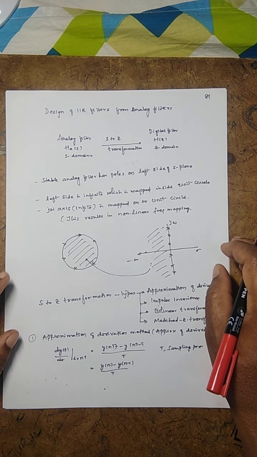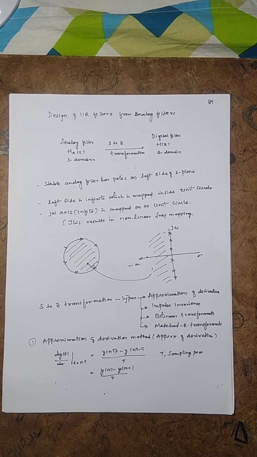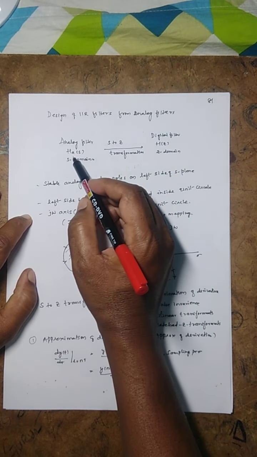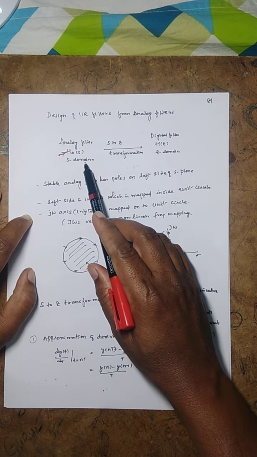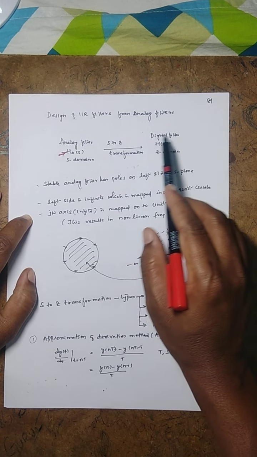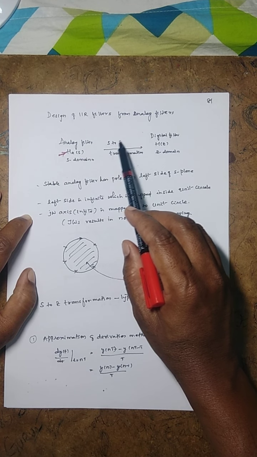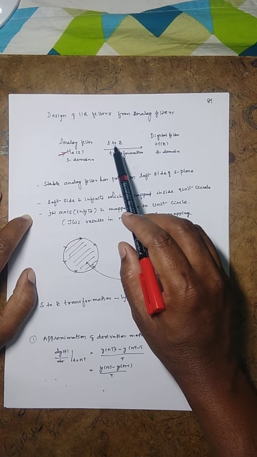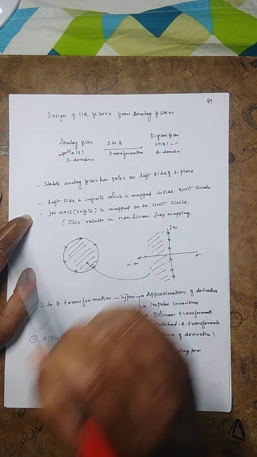Next, after having this background, we will go for the design of IIR filters from the analog filters. We know how to design the analog filters like Chebyshev and the Butterworth. Once you design a Chebyshev or the Butterworth, you have this expression in the S domain. Then for the Z domain, or the digital domain, you have to go for the S to Z transformation. When the S to Z transformation is applied, you will get the H of Z, which is in the Z domain.